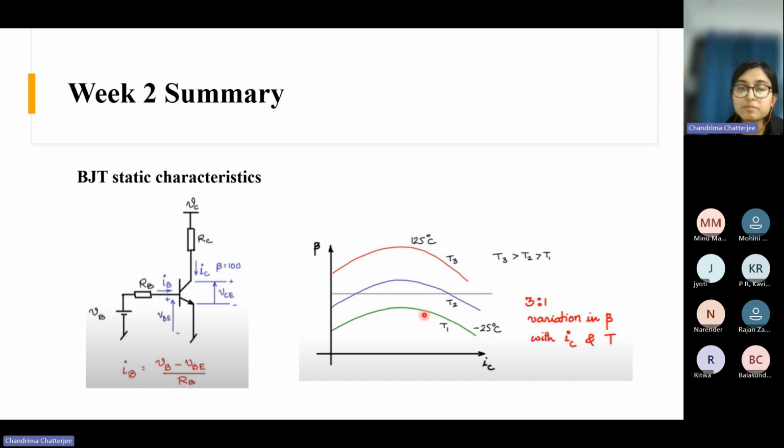But again, the beta value changes with temperature. Suppose this is at minus 25 degrees, this is T1. Then at T2 it has a higher value, and this is at an even higher temperature T3, so here the beta value is even higher. So this characteristic shifts upwards as the temperature increases. So this is beta versus IC.